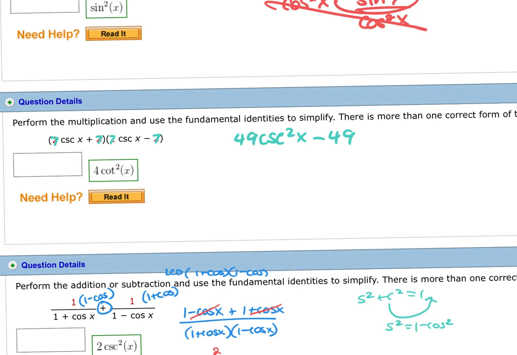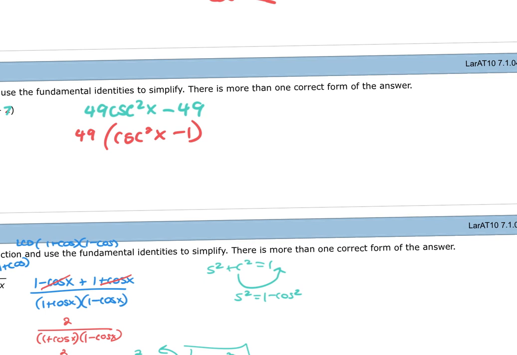And then because 49 is there twice, you can take it out. You could have also taken the 7s out from the beginning, but it's probably more obvious to do it now. Take out a 49, and I get cosecant squared x minus 1. Cosecant squared and a 1 are in my Pythagorean identities: 1 plus cotangent squared equals cosecant squared. So if it's cosecant squared minus 1, then I can replace it with cotangent squared.